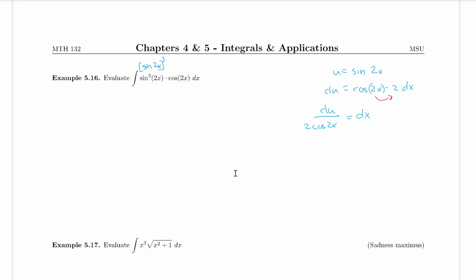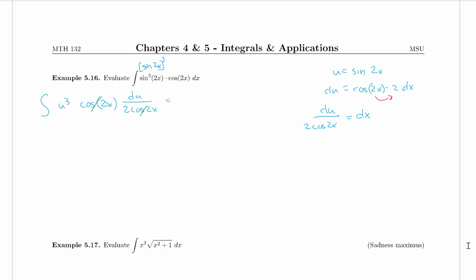Okay, so now let's go ahead and substitute. We don't need to worry about u bounds because we have an indefinite integral here, so we're just trying to find the antiderivative. So I have that the sine of 2x is my u, so then if I have the sine cubed of 2x, that gives me u cubed. I'm going to go ahead and leave the cosine of 2x because we're going to want to cancel that out with our dx substitution. And I have that dx is equal to du over 2 cosine of 2x. And there we go. We got our remaining x variables to cancel out.